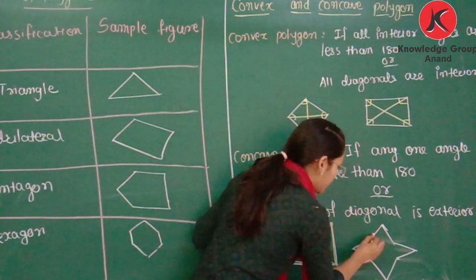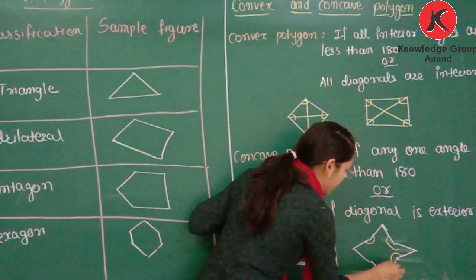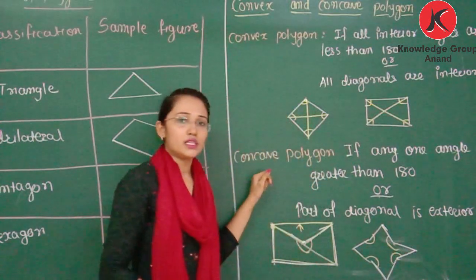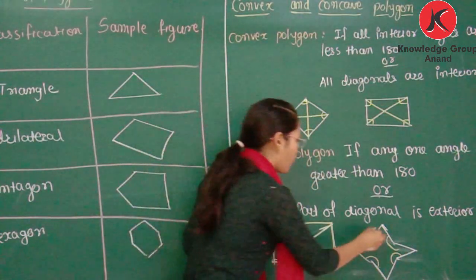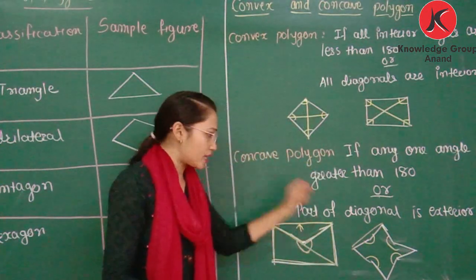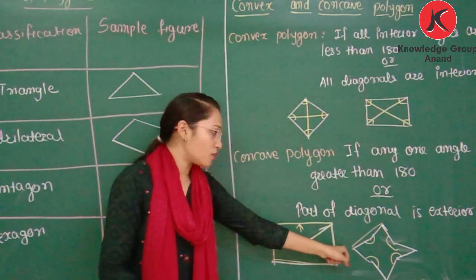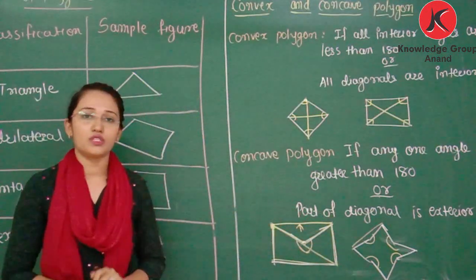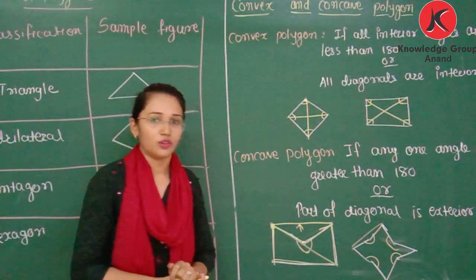Same here, these angles are greater than 180. That's why it is a concave polygon. For this you can draw this kind of diagonal, and it is exterior of the polygon. That's why this shape is called a concave polygon.